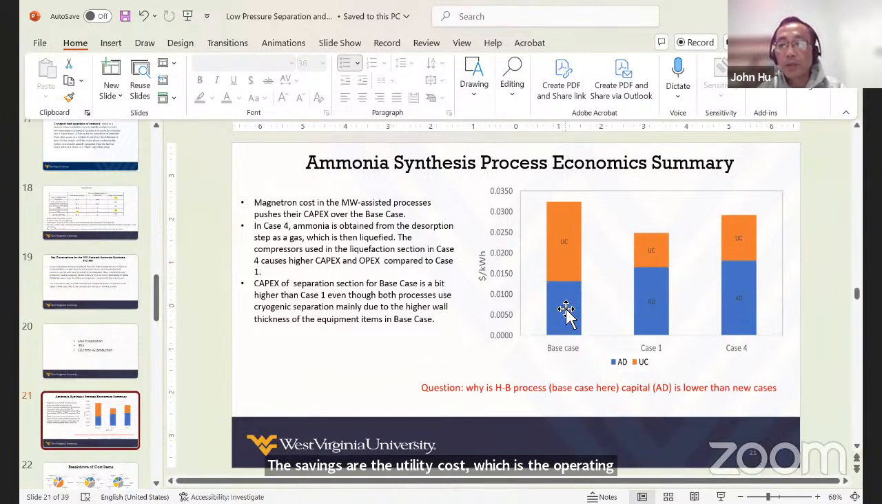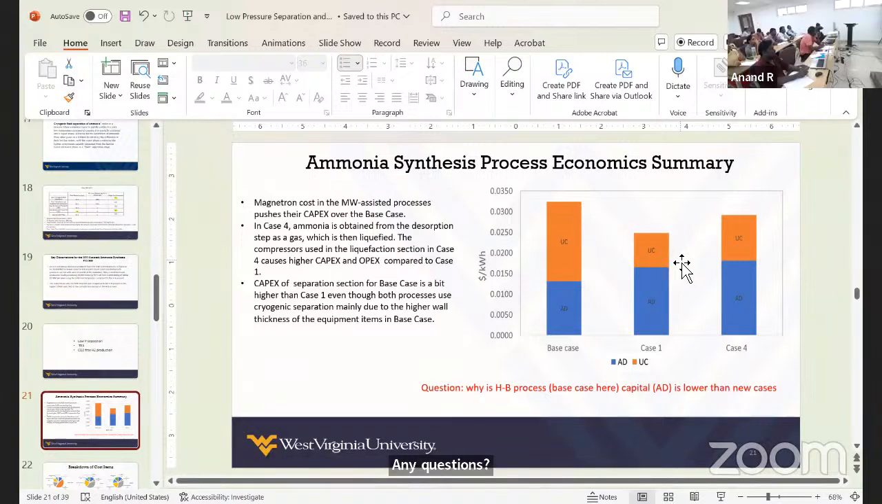As for the AD, which means annual depreciation, which is capital, there is no cost saving, because in the base case, the Haber-Bosch process, because of economy of scale, the capital cost is very difficult to compete with. But we can do a lot of saving in the operating cost. Why? Because of low pressure operation, and we eliminate the high pressure compression and recycle. Okay, this is what we left yesterday. Any questions before we move forward to the next? Any questions? Great, go ahead.